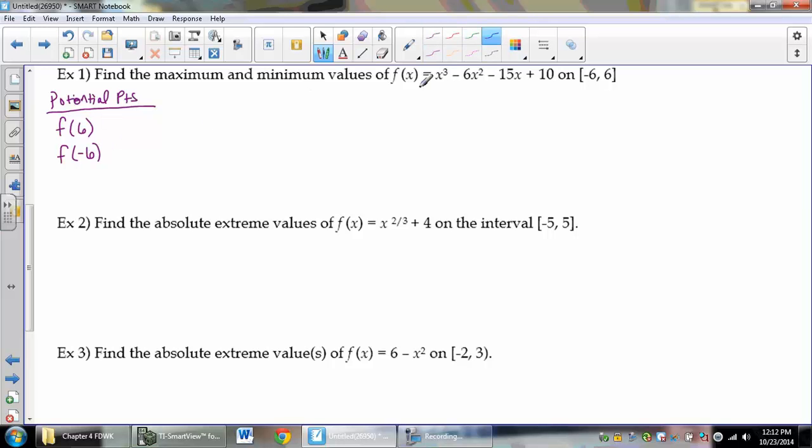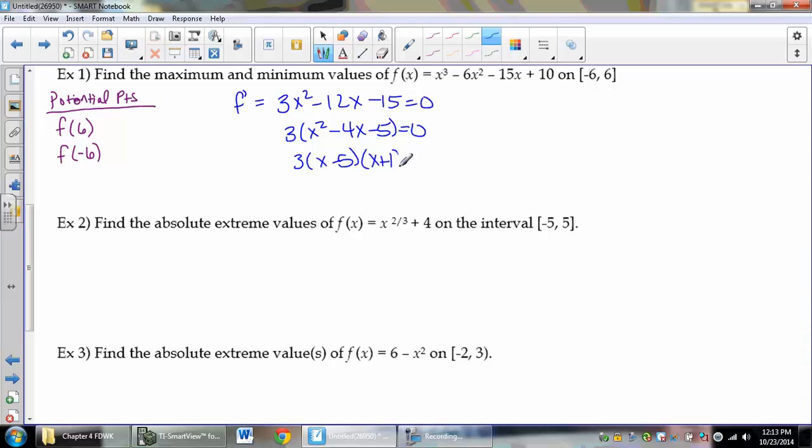Well, the critical points happen on the derivative, when the derivative equals 0 or the derivative does not exist. So it makes sense I should probably take the derivative. So f prime is going to be 3x squared minus 12x minus 15. I'm going to set that equal to 0 and solve for x: x squared minus 4x minus 5. I'm just doing some arithmetic and algebra here. If I solve that, I get x equals 5 and negative 1. So I took my derivative, set it equal to 0, and got 5 and negative 1.